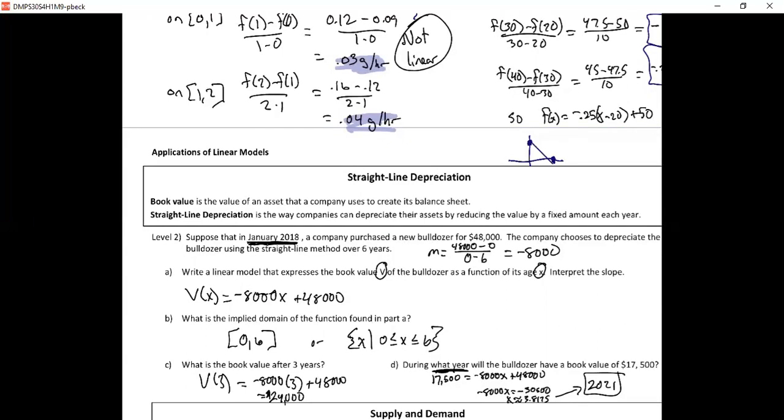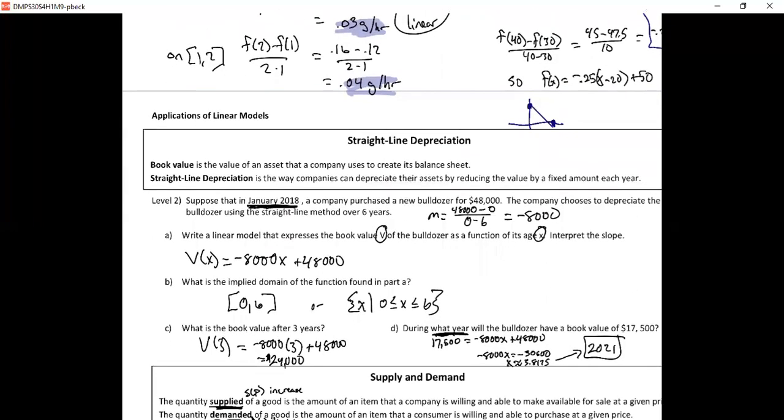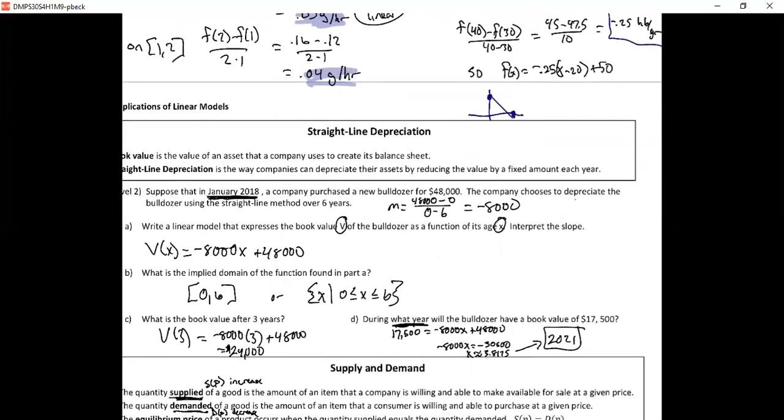So moving along, our first example is in 2018, we have a company that purchased a bulldozer for $48,000, which in my mind is a very, very cheap bulldozer. That's okay. So I'm going to label a point. We have (0, 48,000). And then we want to use straight line depreciation over 6 years. So our second coordinate is (6, 0). So at year 0, it's 48,000. At year 6, it's worth 0.